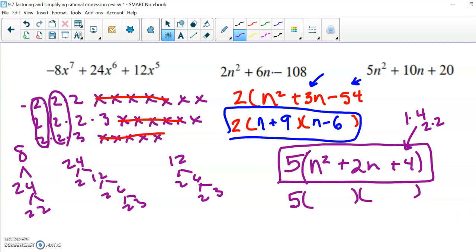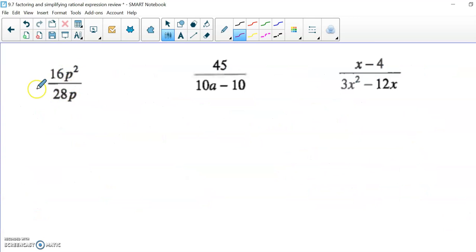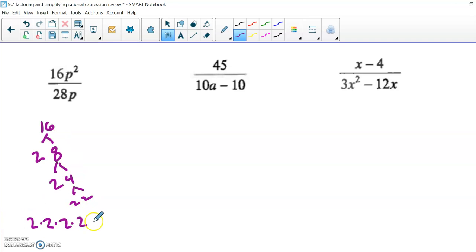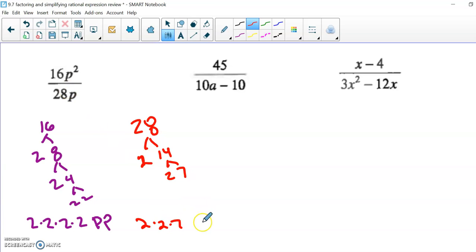All right, let's try a rational expression now. Now we're going to take what we just did, but we're going to put it into a fraction. And again, we're looking for a greatest common factor between 16 and 28. If you see it, great. Go ahead and use it. If not, let's go ahead and break this down. So it looks like we have 4 2's and 2 p's. And let's go ahead and do the 28. 2 times 14, 2 times 7, so we have a 2, a 7, and this one has 1 p.